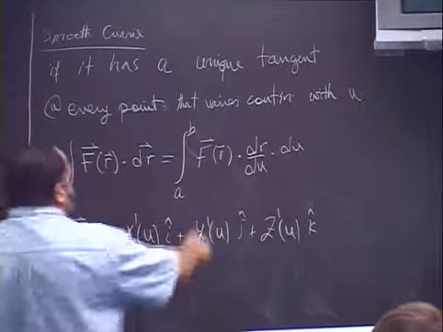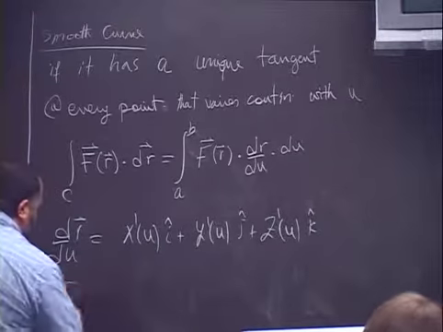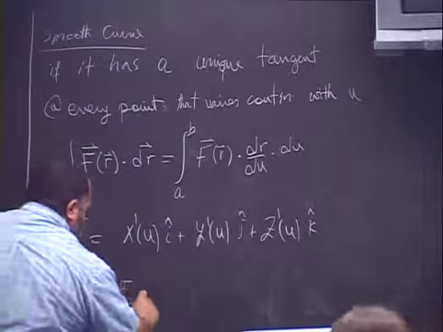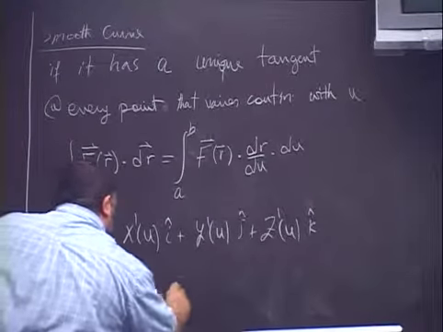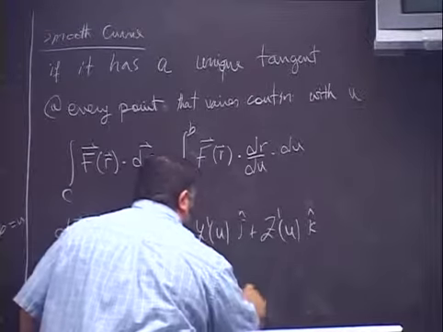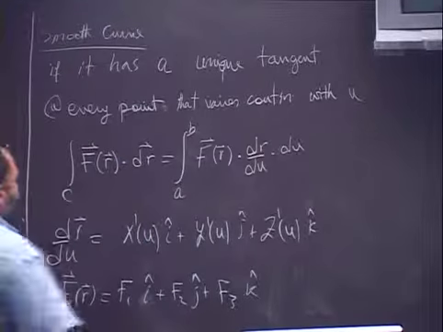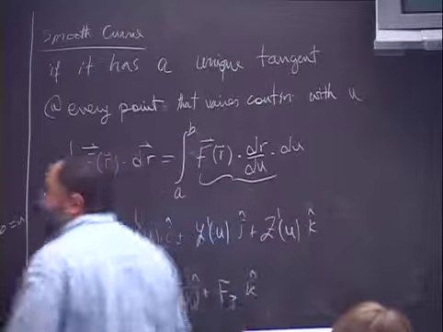So if you dot this with f of r, let's assume that f of r has components f1 in the i direction plus f2 in the j direction plus f3 in the k direction. So when you do the dot product, this multiplied by this, what will it be?